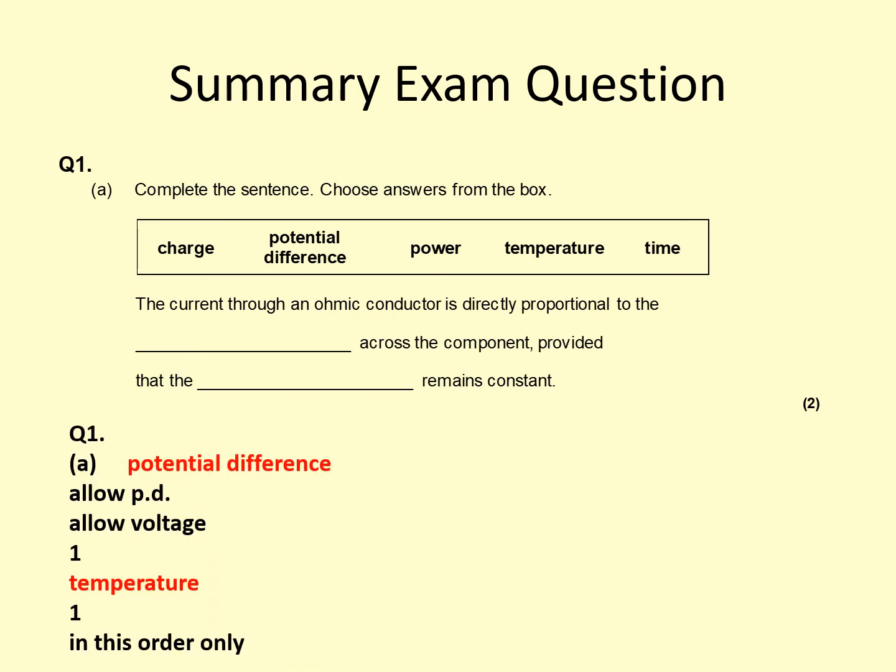So the current through an ohmic conductor is directly proportional to the potential difference across the component. So current is increasing in line with voltage, provided that the temperature remains constant. Remember that if a component gets hot, its resistance will increase dramatically, and it won't be a straight line graph. It'll be more like the graph for a filament lamp.